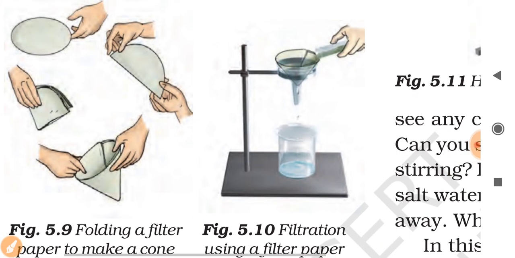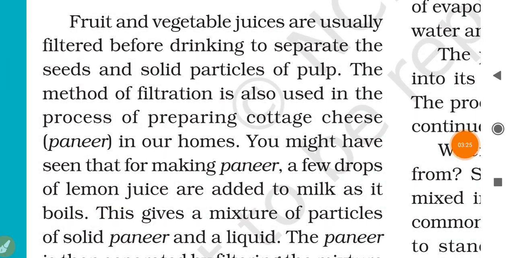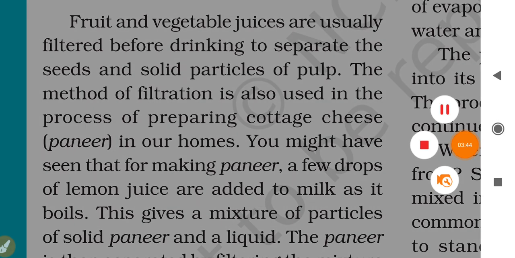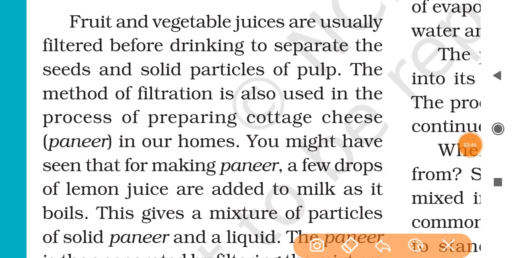Fruit and vegetable juices are usually filtered before drinking to separate the seeds and solid particles of pulp. Okay, the method of filtration is also used in the process of preparing cottage cheese, which is called paneer in Hindi, in our homes. So if you drink juice in your home or outside, you can see we usually filter it before drinking to separate seeds using a strainer.